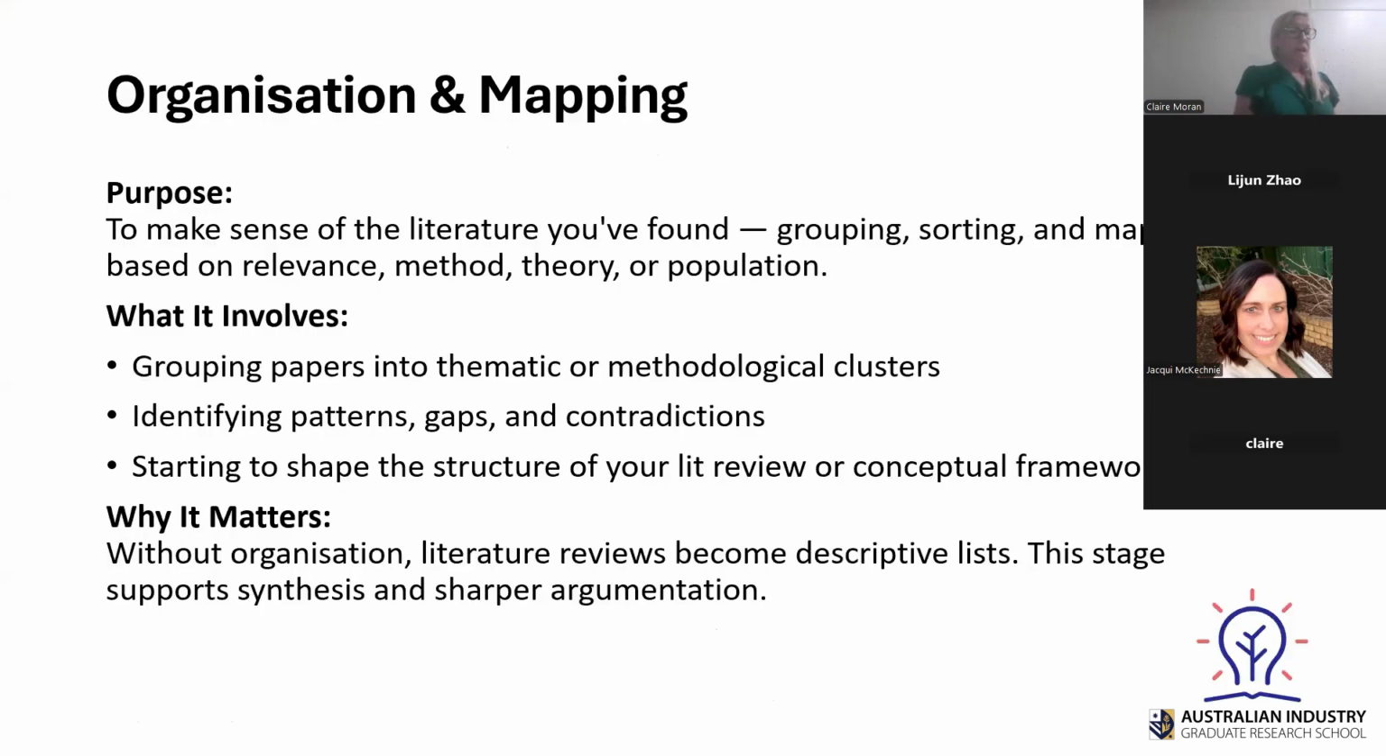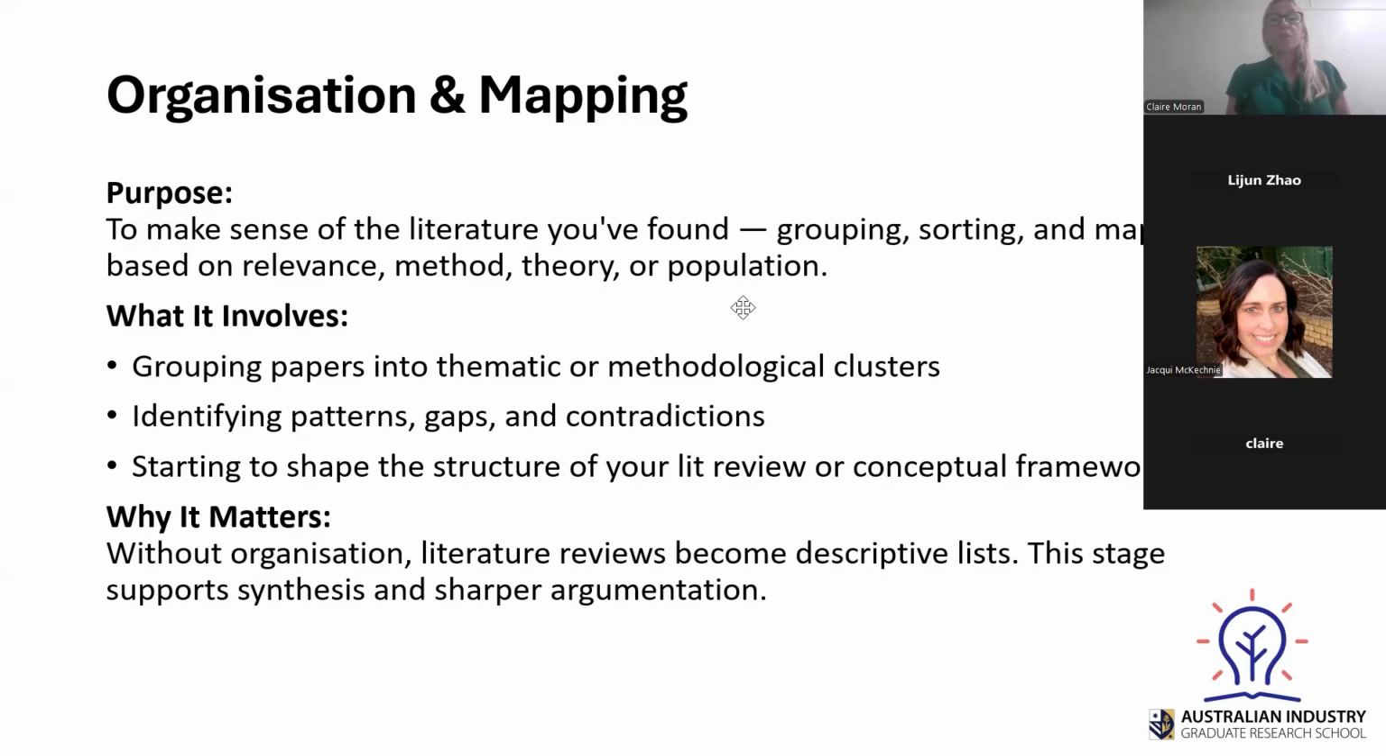Okay, so the next thing we're going to look at is organization and mapping. And why are we doing this? Obviously we need to make sense of the literature that we found. So if we've done that discovery and we found some literature, so grouping, sorting, and mapping the literature based on relevance, method, theory, or population. So grouping papers into either thematic or methodological clusters, identifying patterns, gaps, and contradictions. So really starting to get a sense of the structure of the literature review or conceptual framework.